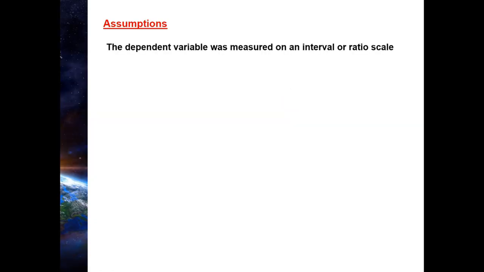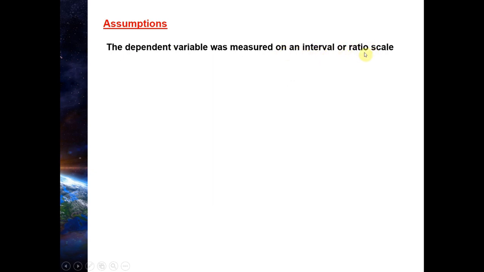As we said at the beginning of this lecture, all the parametric tests have a set of assumptions that need to be satisfied, and that's their downfall. There's quite a few assumptions, and sometimes they can be difficult to satisfy. Now this one is not. This one says the dependent variable was measured on an interval or ratio scale.